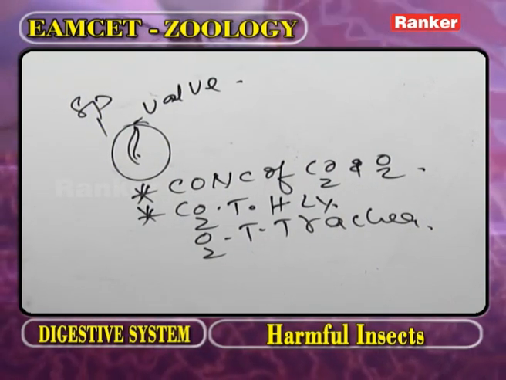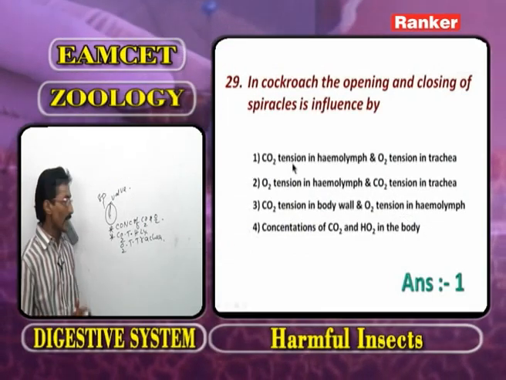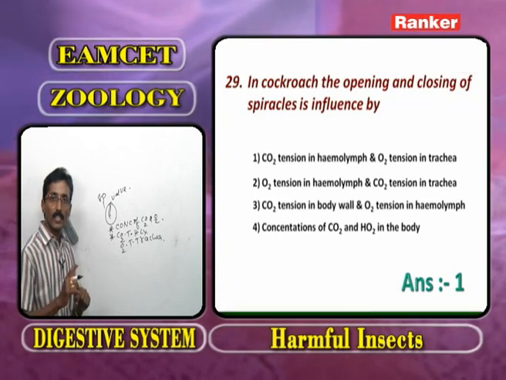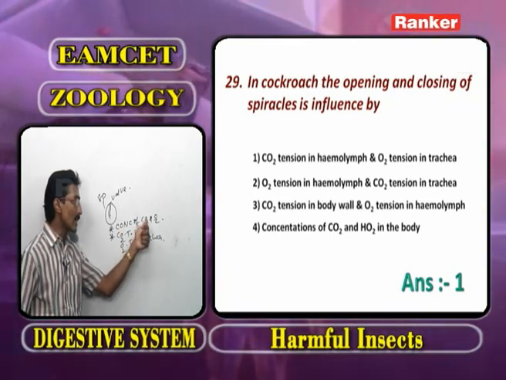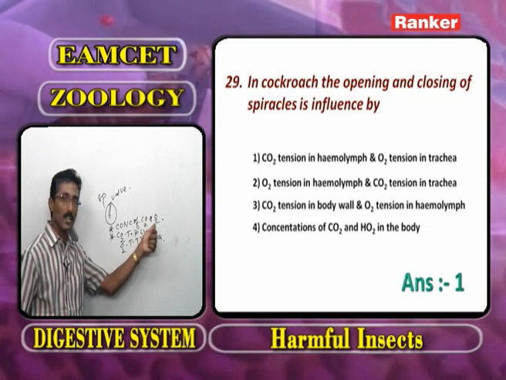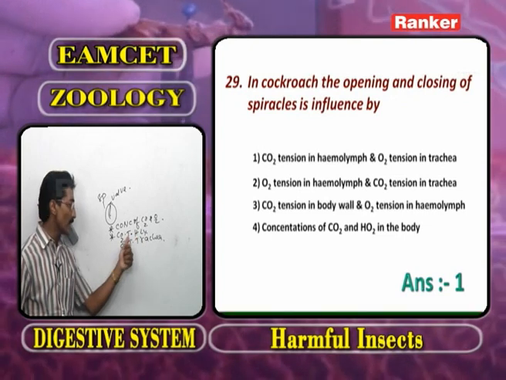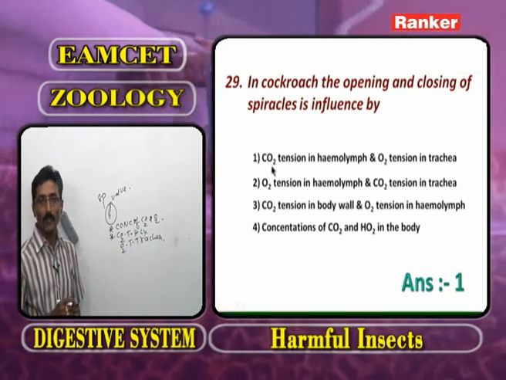Now for this question, in the given options, one option is correct. But in reality, the closing and opening of spiracles is based on the concentration of carbon dioxide and oxygen, as well as carbon dioxide tension in the hemolymph and oxygen tension in the trachea. Now, go for the next question.